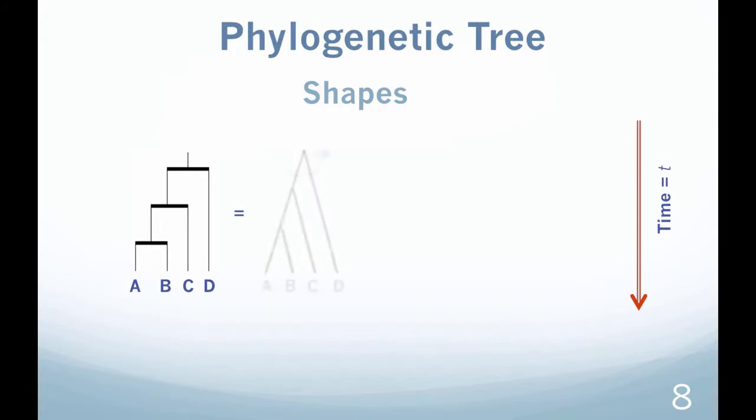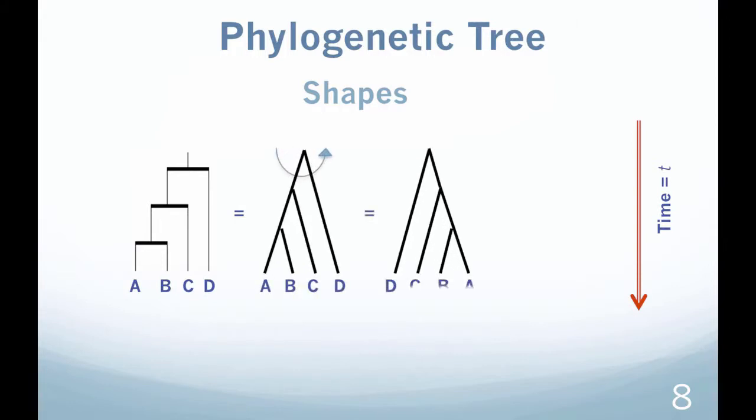The shapes could be rotated at the extremal bifurcation node without changing the relationships, and it could also be rotated at the internal bifurcation node as long as the relationships between A and B and C and D remain the same.